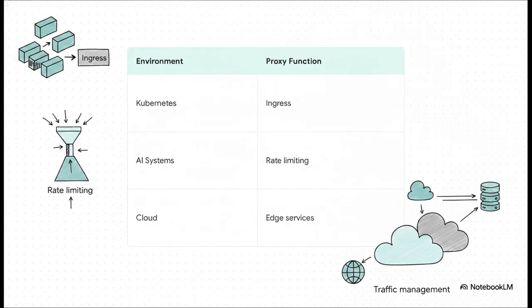When you zoom out and look at the massive scale of modern tech, you quickly realize the entire ecosystem basically depends on these proxy layers to survive. If you're building in AWS or deploying Kubernetes clusters today, you are relying entirely on reverse proxy architecture. Kubernetes uses them as ingress controllers. Insanely expensive AI systems use them to dynamically rate-limit inference APIs so their GPUs don't literally melt down. Major cloud providers build their entire edge services and traffic management architectures around them.